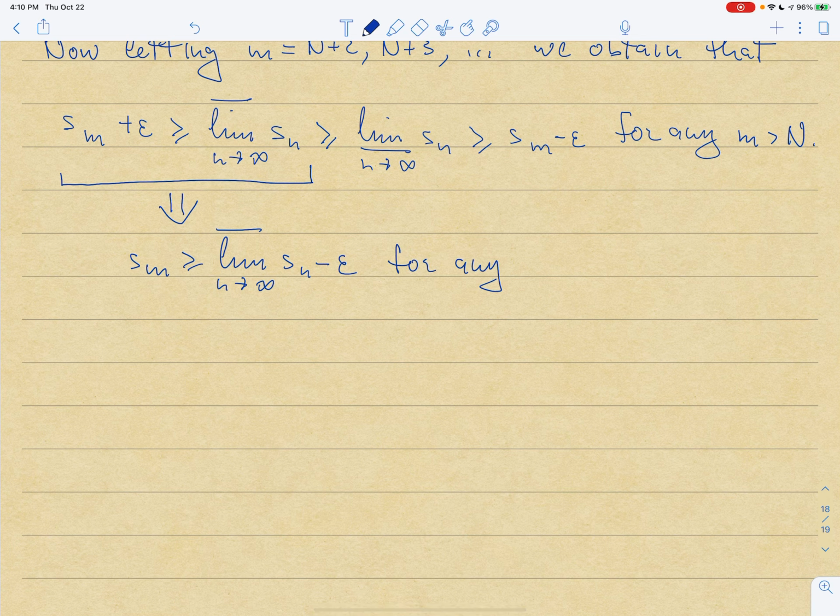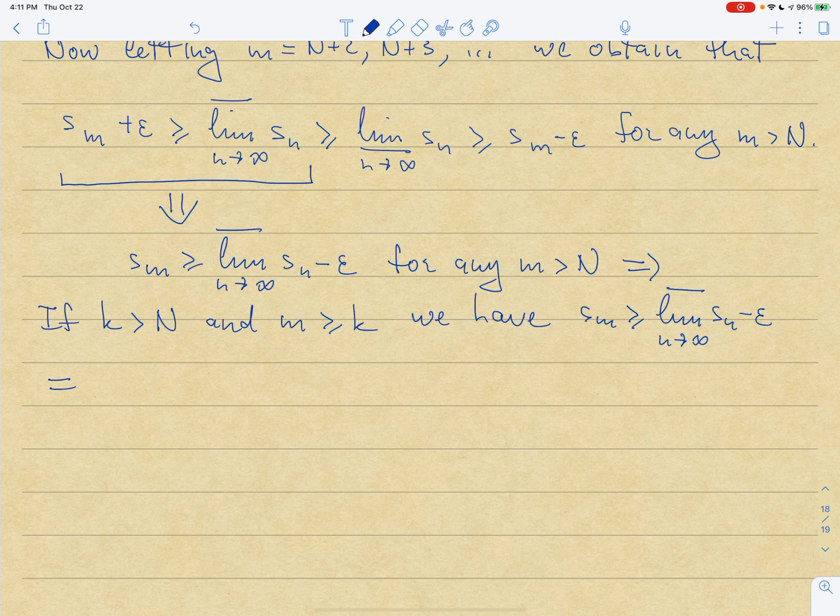Now, if this is true for any m greater than capital N, then if k is bigger than capital N and m is greater or equal than k, so k is bigger than capital N, m greater or equal than k means that m is bigger than N, so then the same inequality will hold. We have that Sm is greater or equal than lim sup n goes to infinity of Sn minus epsilon, right? That is going to be true.